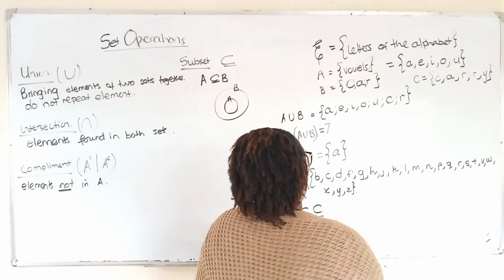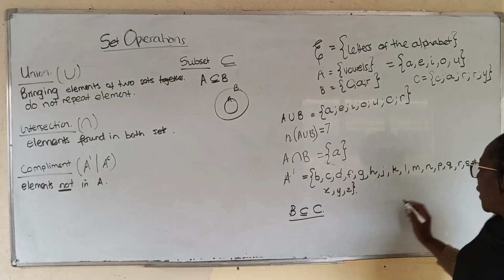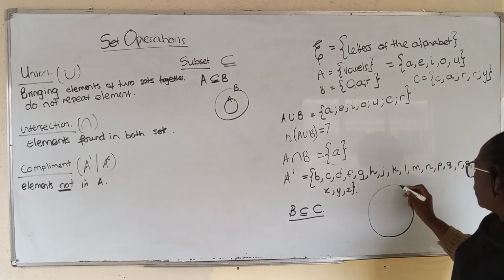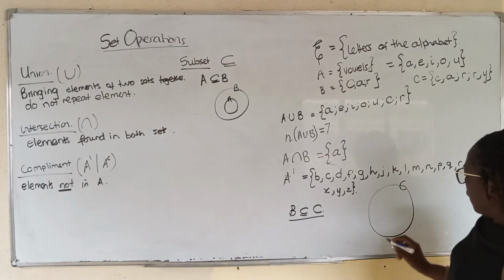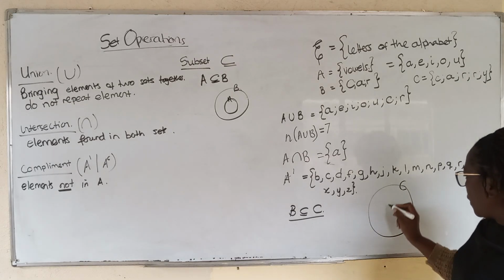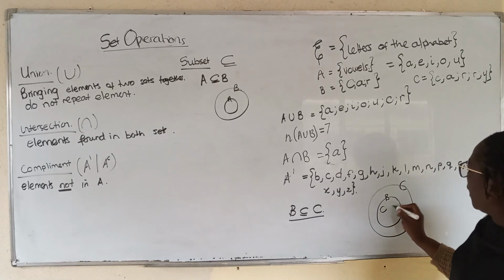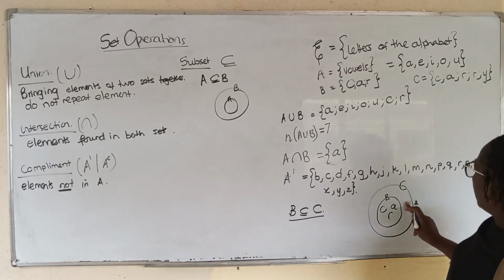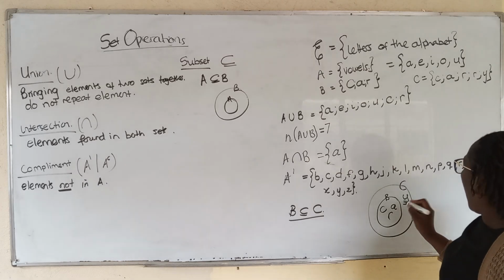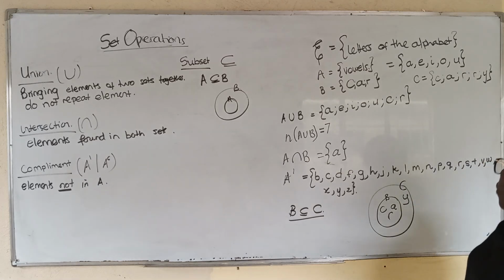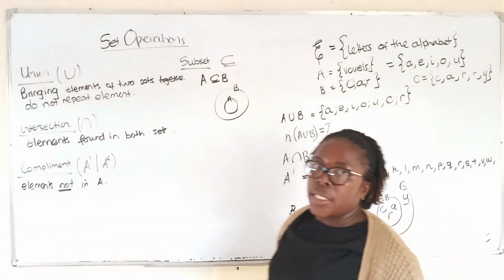That's what it means. So if you want to represent this on a Venn diagram, we will then draw the set C, then we draw the set B inside it, with the elements C, A, R, and those that are not in B will be Y. So this represents the subset.